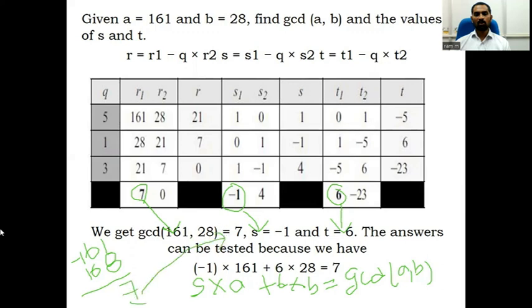So this is the extended Euclidean algorithm. The extended Euclidean algorithm will find the GCD of two numbers along with the values of two variables S and T. The equation for S and T is S into A plus T into B is equal to the GCD of A comma B, and this is the proof.